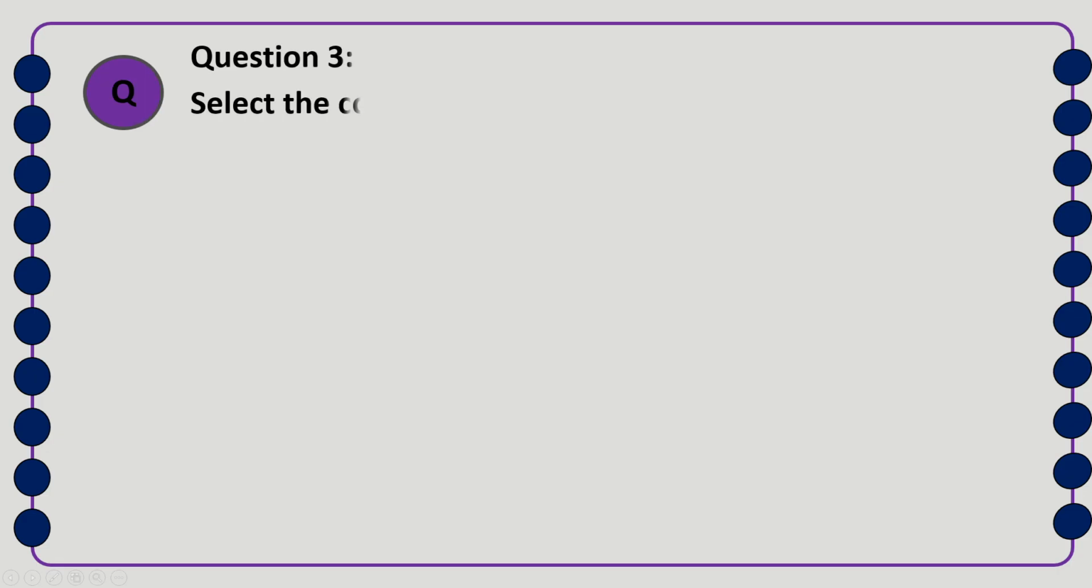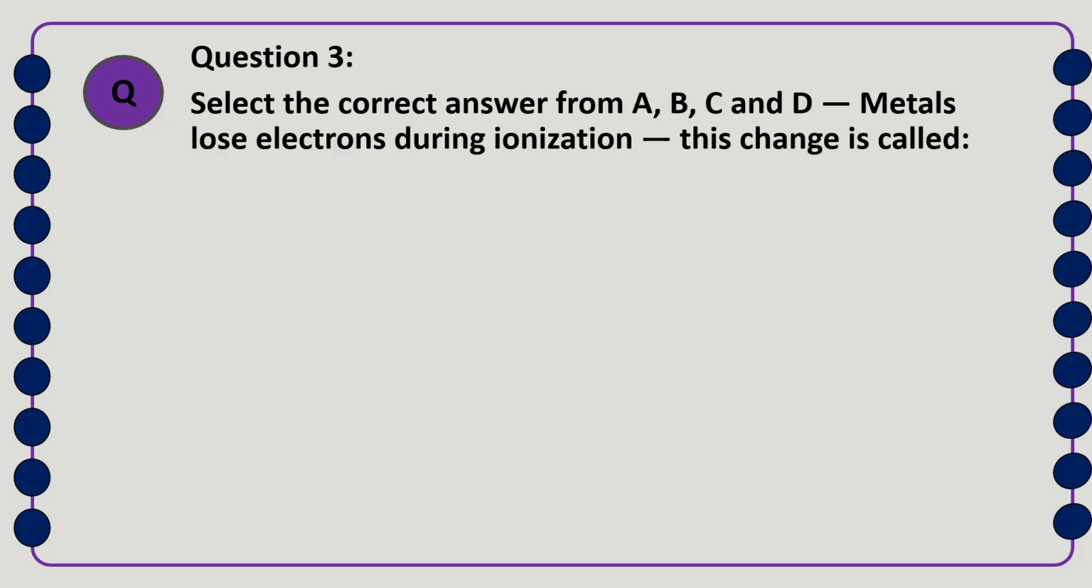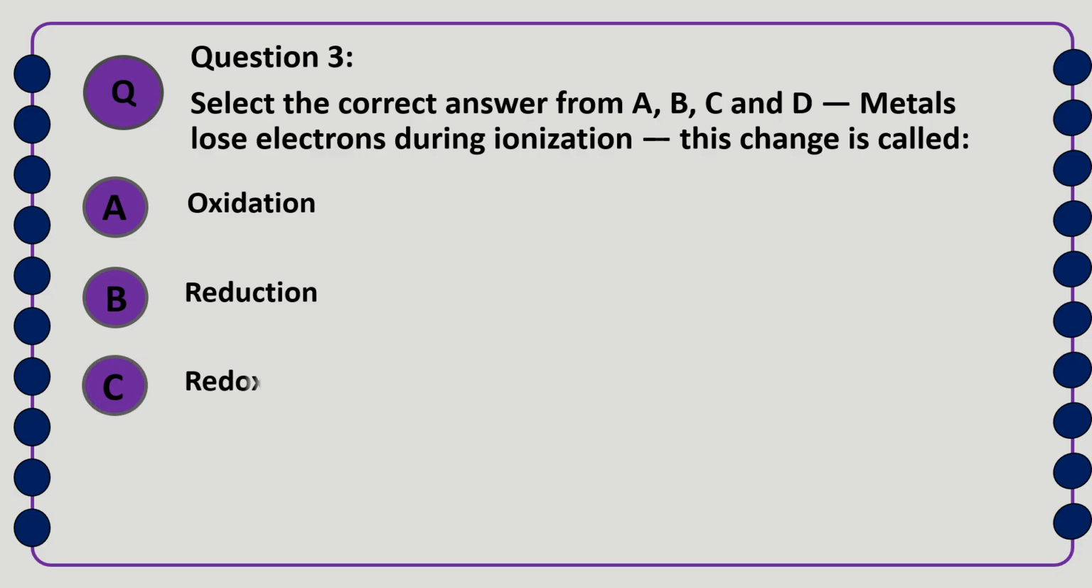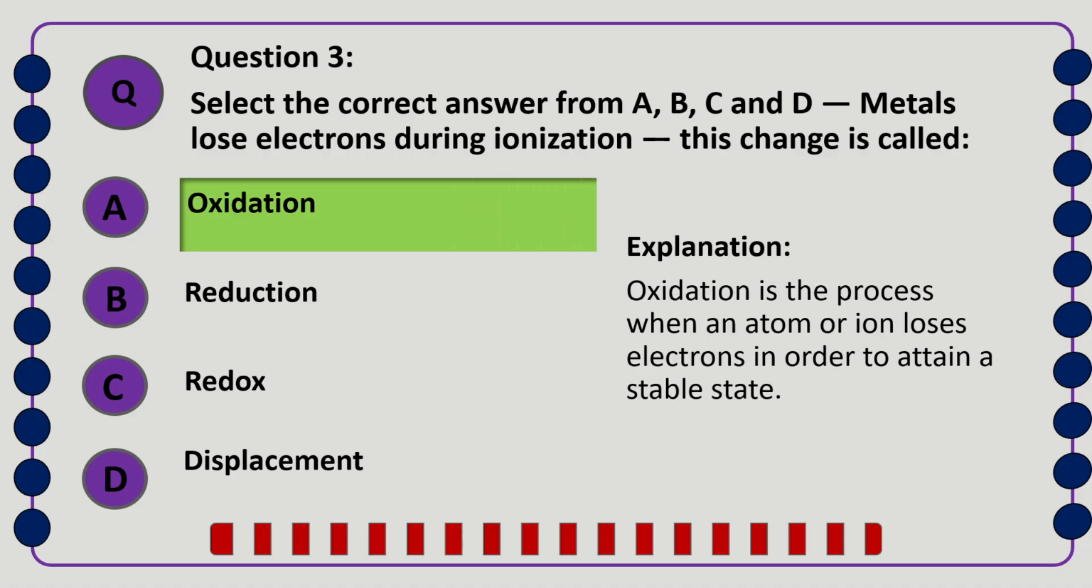Question number 3. Select the correct answer from A, B, C and D. Metals lose electrons during ionization. This change is called oxidation, reduction, redox, displacement. The correct answer is oxidation.